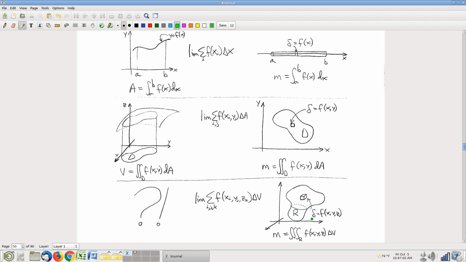Now I will say one other thing. Not everything in this course is necessarily about stuff that you can visualize. There are plenty of situations where integrals need to be written down over domains that you cannot visualize. Again, not everything's about the three-dimensional world, right?